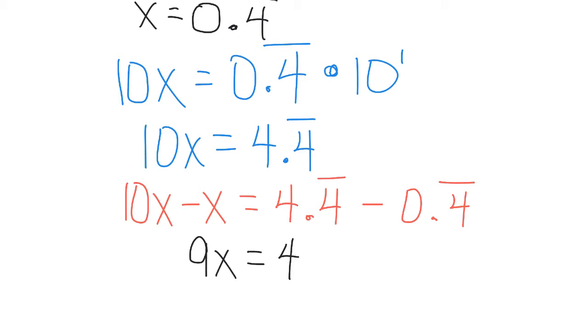Now we're going to solve this equation. To solve 9x equals 4, we're going to divide both sides by 9. This cancels out the 9 over 9, and you are left with the fraction x equals 4/9. Let's try another one. Let's try 0.13, and we're going to repeat both the 1 and the 3.